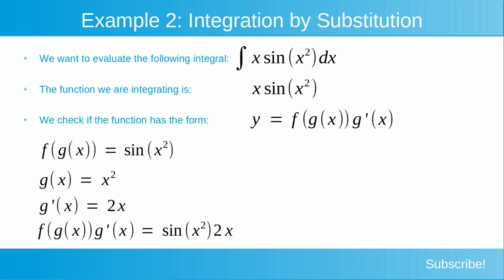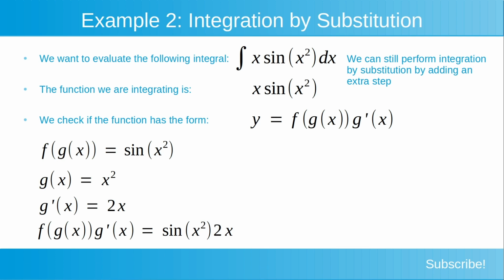In situations such as these, where we want to integrate a function and it doesn't have the exact form of f of g of x g prime x, but it does differ from it by a constant value, in those situations we can still perform integration by substitution by adding an extra step. We're going to demonstrate that extra step in this example.